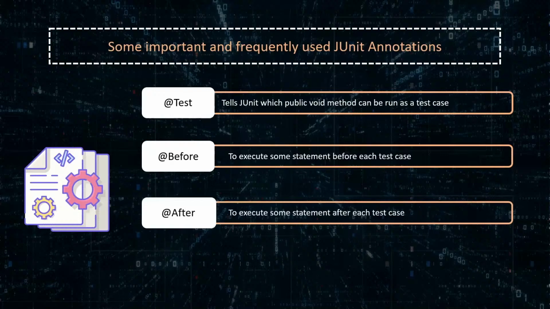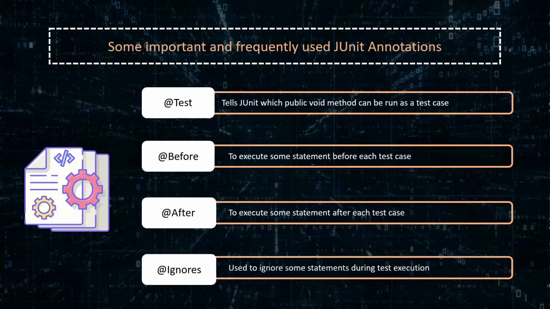@After is something you can use after the execution of the test cases, for statements which you want to execute after the test cases. And @Ignore is something you can configure if, during the test execution, you want to ignore some statements. That's where you can use @Ignore.